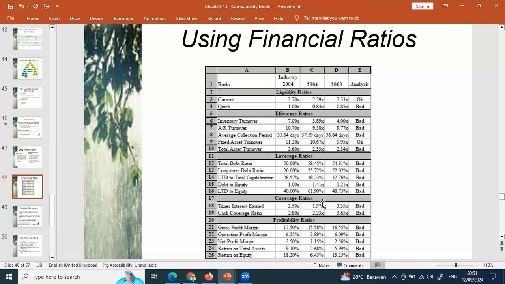And then time interest earned. We can pay interest 1.97 times. The other company 2.5 times. Much better than us. Profitability ratio. Our gross profit 15%. The other company 17. We are bad. Net profit margin 1.15. The other company 3.5. They make more money than us. We are bad. So this is our benchmarking on our financial ratios.